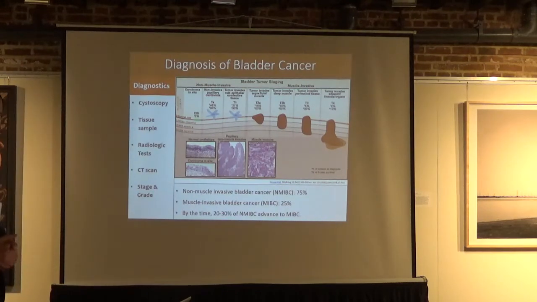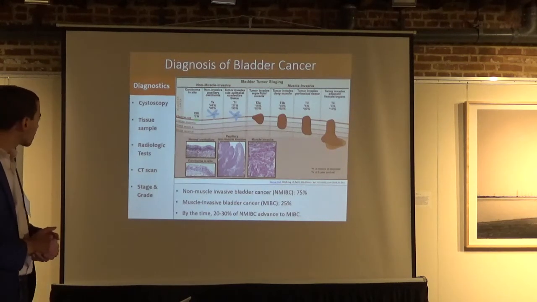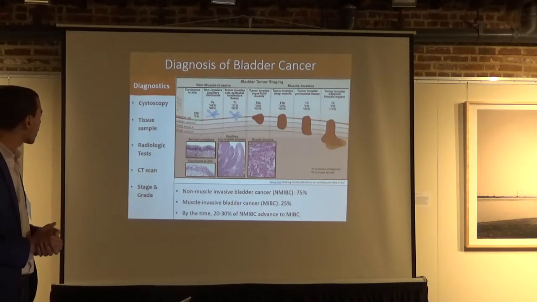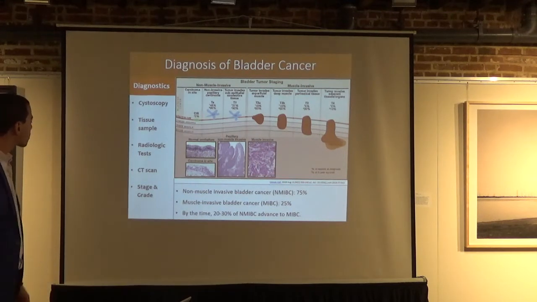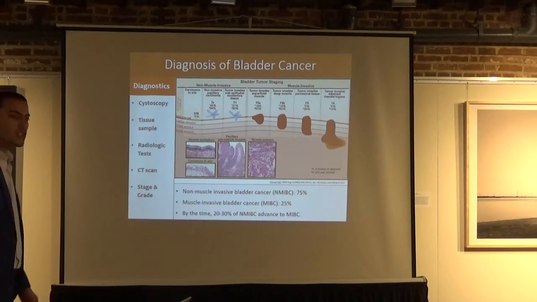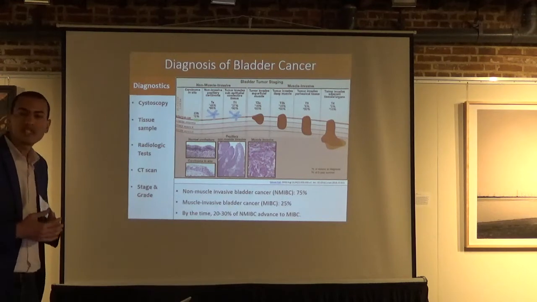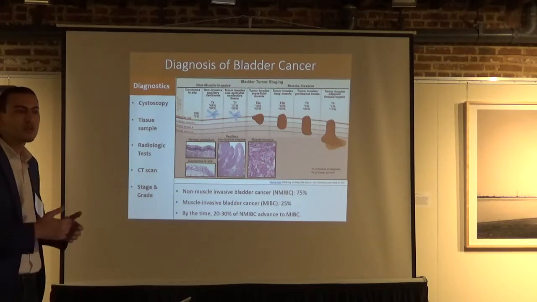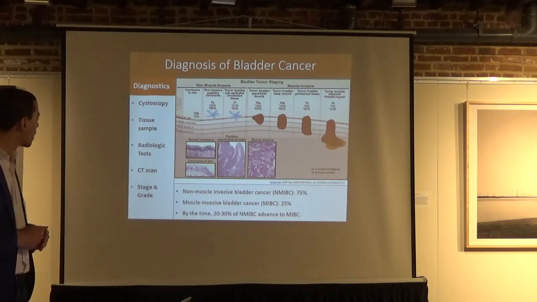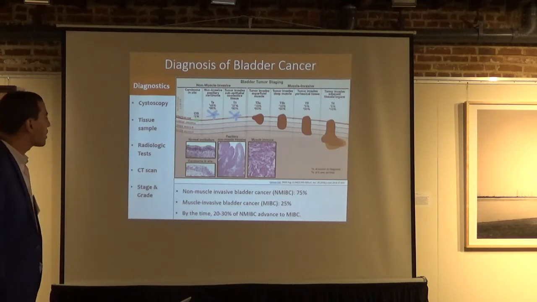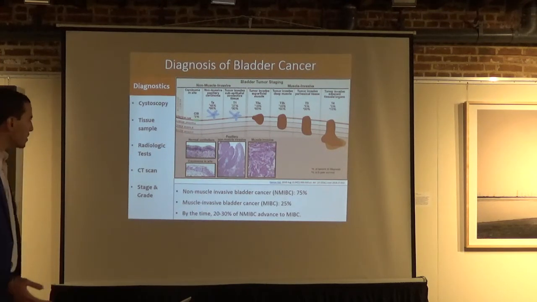In order to diagnose bladder cancer, the urologist performs a cystoscopy to examine the bladder, and might take tissue samples for analysis. Also, he might do radiology tests such as a CT scan to see the bladder and to determine if the cancer has spread to other locations. The diagnosis will help him determine the stage and the grade of the bladder cancer and the best therapy for the patient.